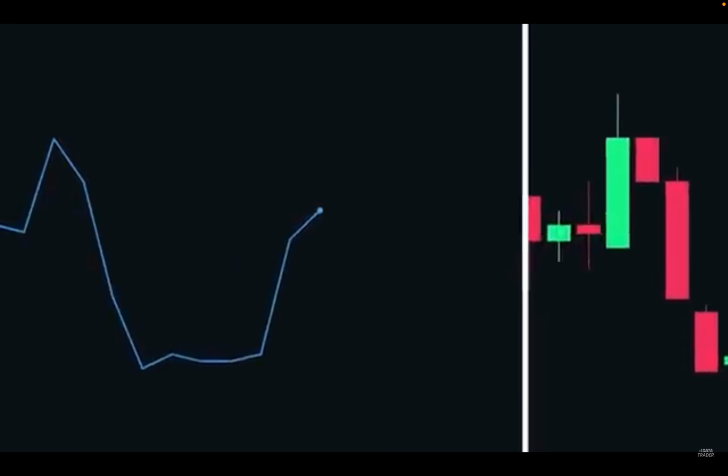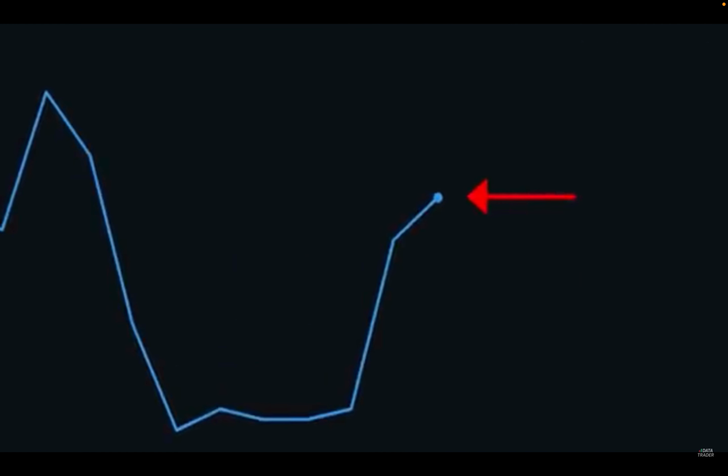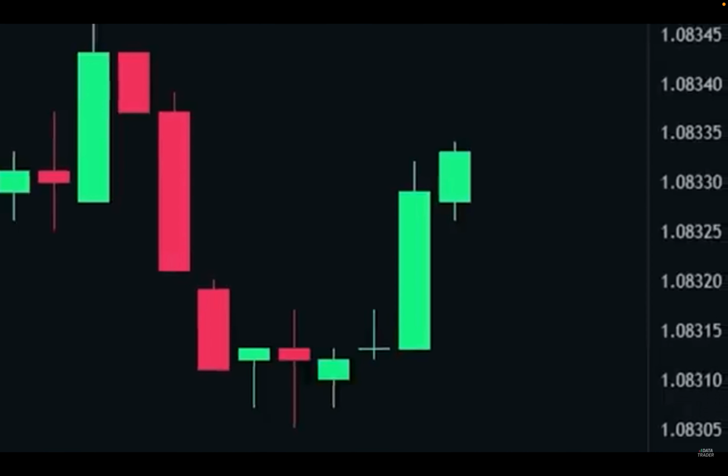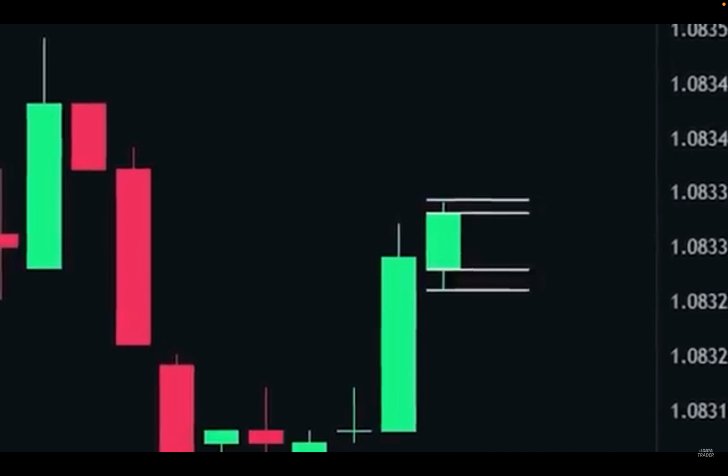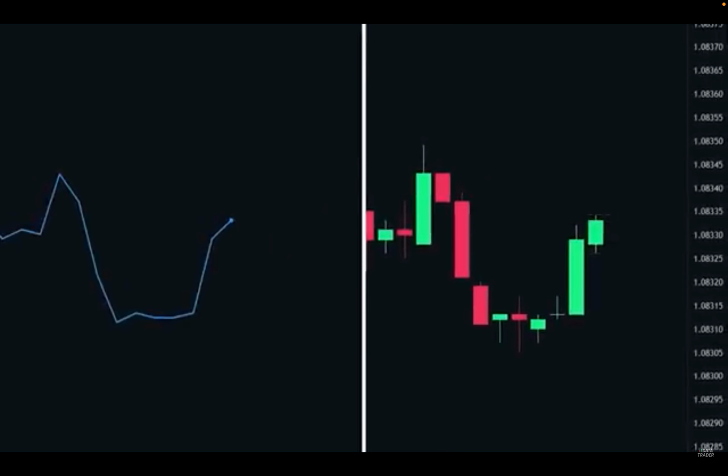However, notice that the line chart only shows us one piece of information, the closing price for each period. In contrast, the candlestick chart provides 4 pieces of information for the same time period. First, there's the open, which is the opening price for that period. Next is the high, which shows the highest price reached within that period. Then, there's the low, which is the lowest price reached during that period, and finally the close, which is the closing price. If you were to use only the line chart, the closing price would be the only information you'd get.